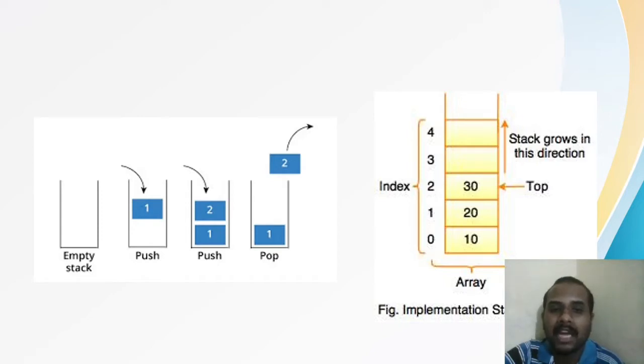Then let us say I want to do another push operation, that is 3. That time 3 will be placed on top of 1 here, because 2 already went outside. Now when I am deleting, 3 will be popped out first, then 1 will be popped out.